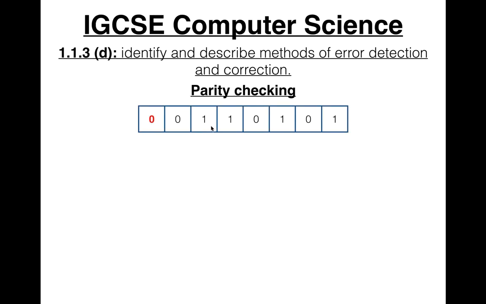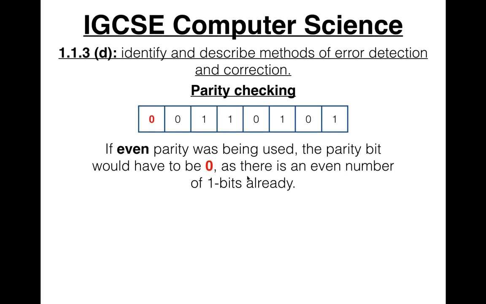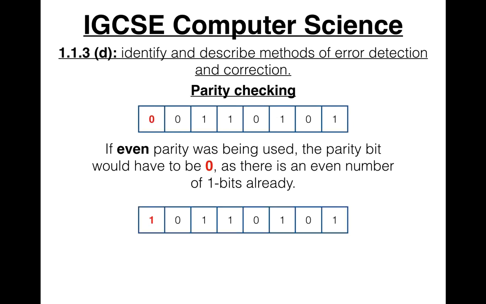Say you want to transmit just this part, ignoring the red thing right here. If even parity was being used to transmit this, the parity bit would have to be 0, as there's an even number of 1 bits already. You can count them: 1, 2, 3, 4. So that's four 1 bits, and 4 is an even number. So the parity bit here would be 0.